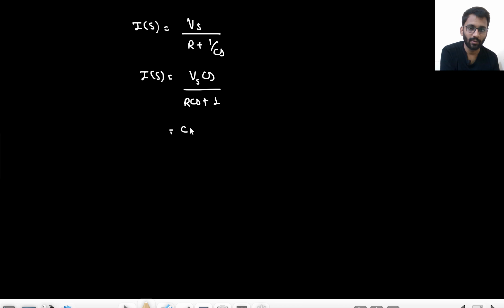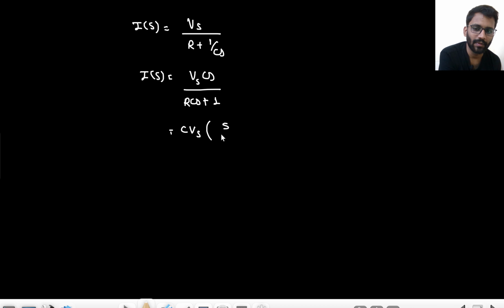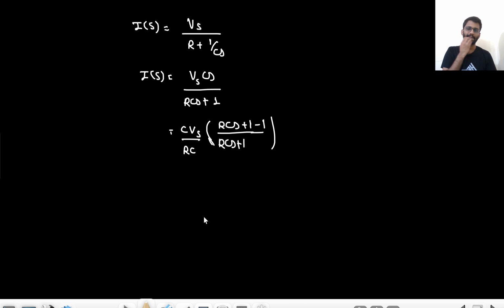Okay, so I need to break it down. I am taking CVs common, and then writing s upon RCs plus 1. I can multiply and divide with RC, so it becomes RCs, then I can do plus minus 1. Did you get what I did here? CVs I took common, instead of s I wrote sRC and divided by sRC, then I did plus minus 1. Plus minus 1 will be 0, RC and RC will be cancelled, and you get the same expression. So that's how we did.